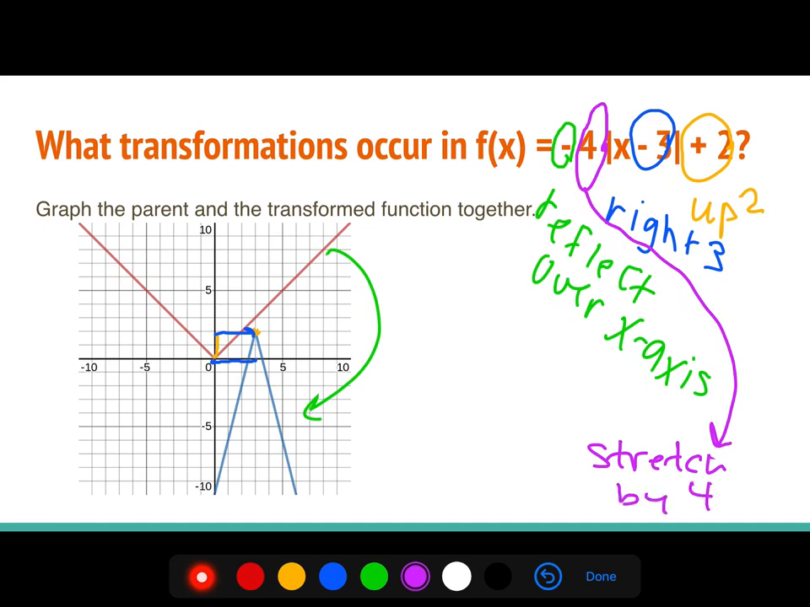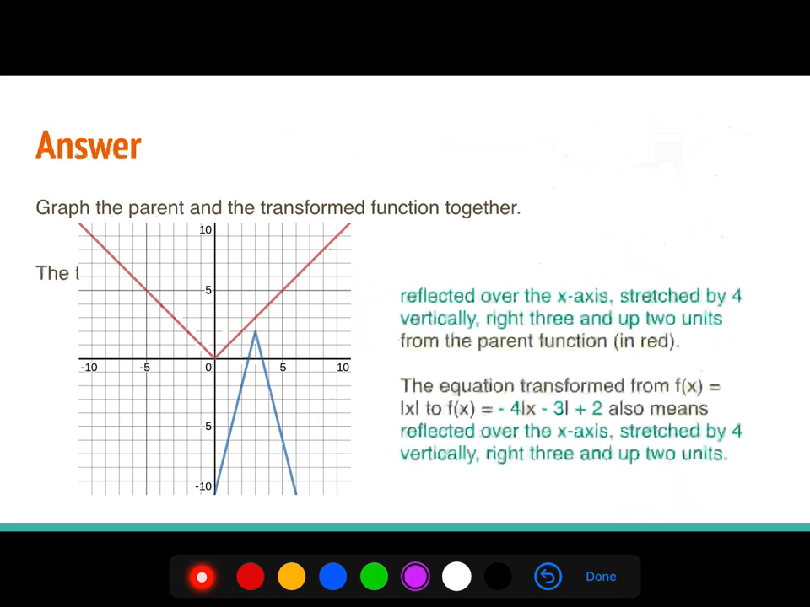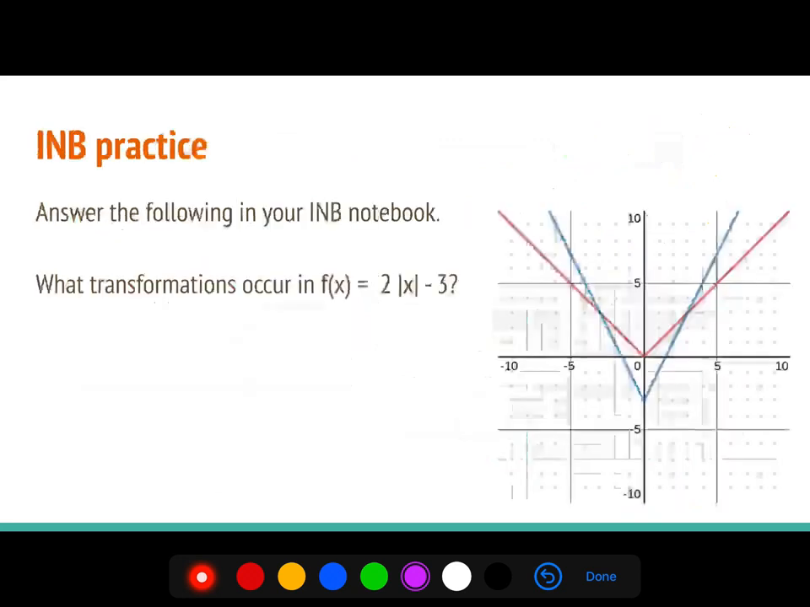So I'm going to look at that. Remember that slope thing I was talking about? Up 1 over 1 in the normal function? Well, let's see what he is now. Go up 1, 2, 3, 4 and over 1. Oh my goodness, he's up 4 and over 1. So that makes that stretch by 4. So he's narrower. So again, he reflected, he stretched by 4. He's right 3 and up 2.